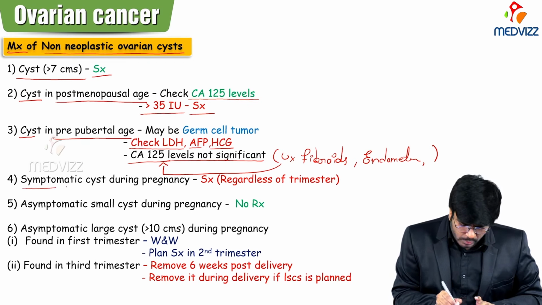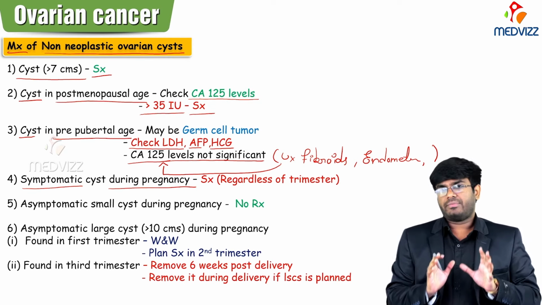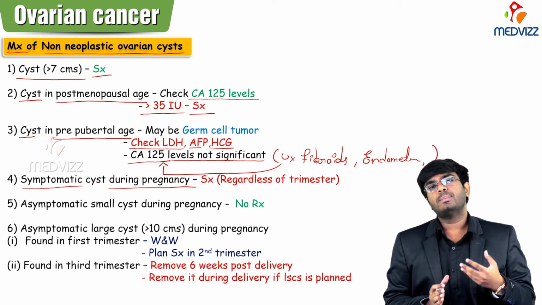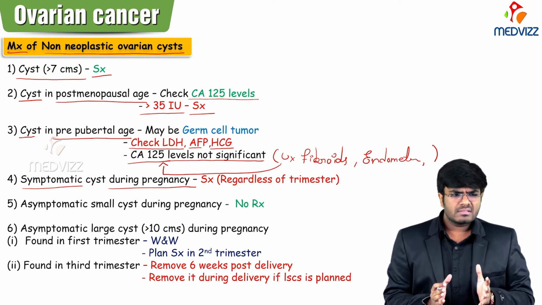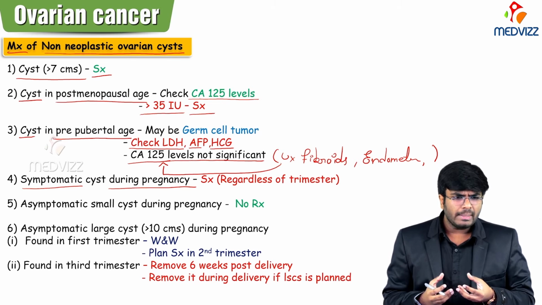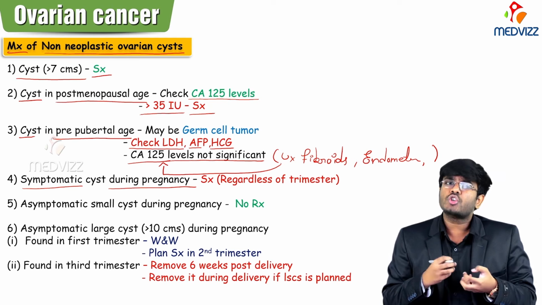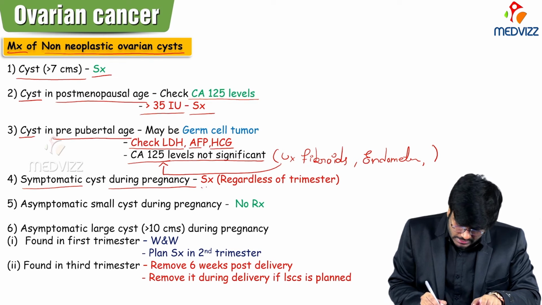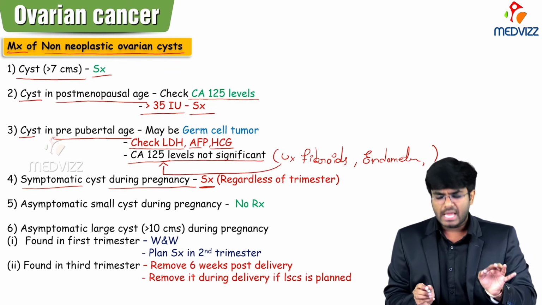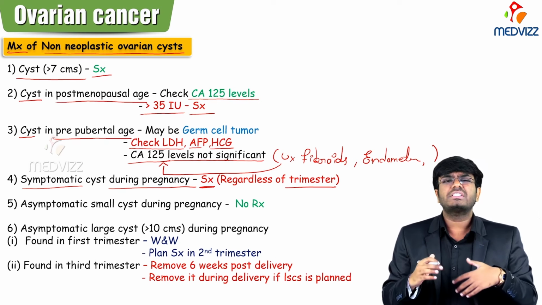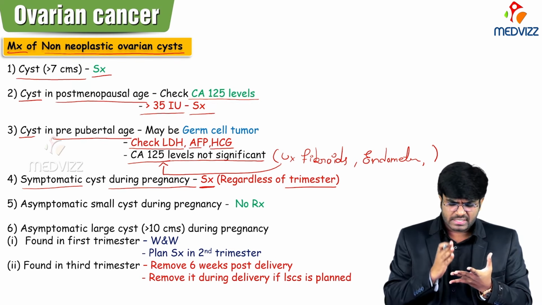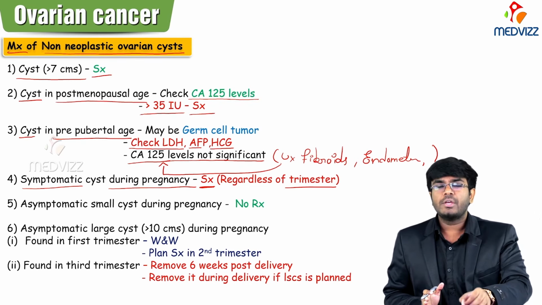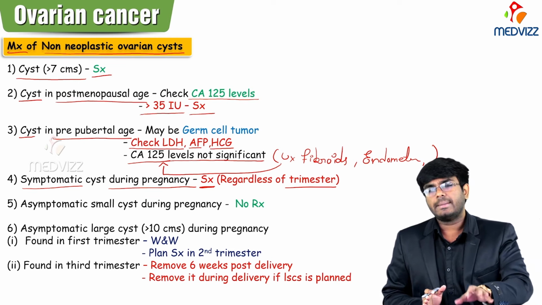Now, symptomatic cyst during pregnancy. What if there is this cyst during the pregnancy, and that too this cyst is symptomatic? Symptomatic in the sense, maybe there is too much pain because of the rupture of the cyst, or maybe due to the torsion of the cyst. So in these conditions, you have to immediately do the surgery. Regardless of the gestational age, it doesn't matter in which trimester she is, whether first trimester, second trimester, or third trimester. If she is having symptoms because of this cyst, do the surgery.